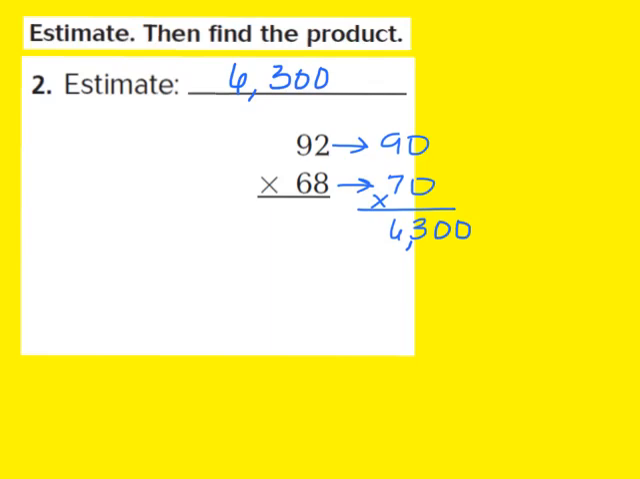Now, I also have to find the exact product. I'm going to follow the steps we talked about on the last slide. The first step says multiply by the ones. So I'm going to multiply that 92, my first factor, by the 8, which is in the ones place. First, 8 times 2. I know that 8 times 2 is going to give me 16. So I'm going to write a 6 down, and I'm going to regroup the 1.